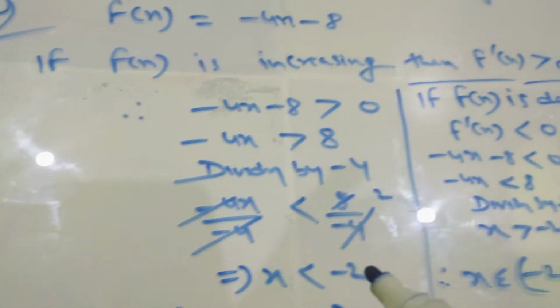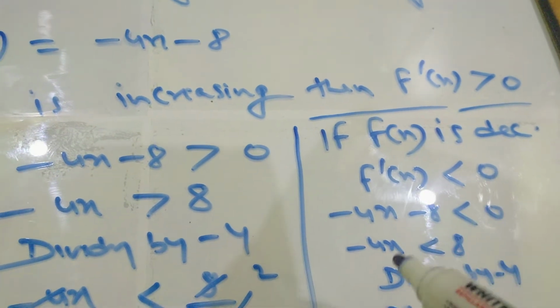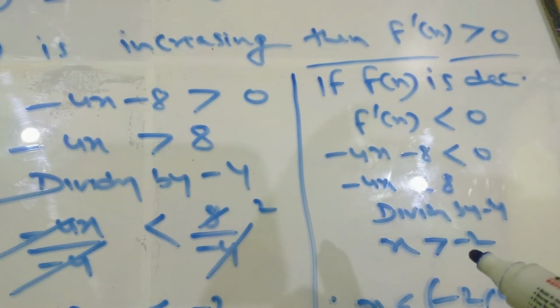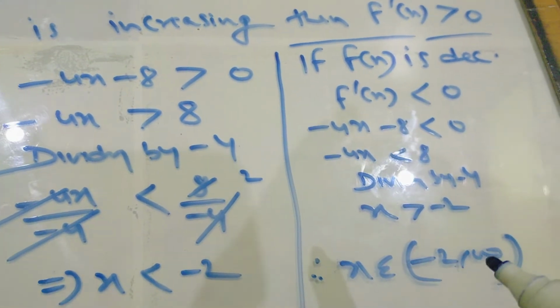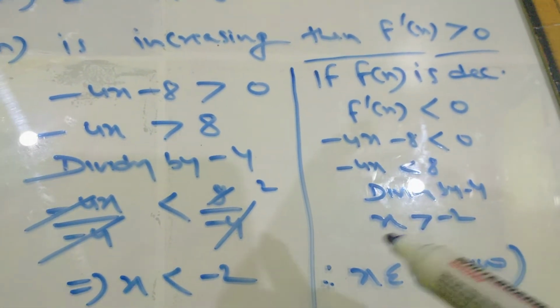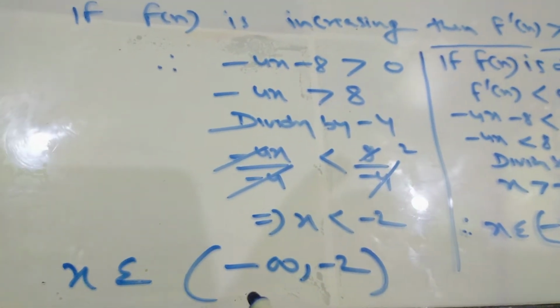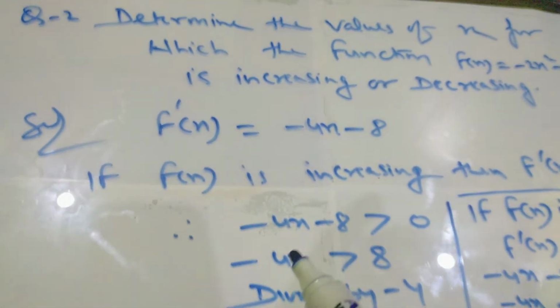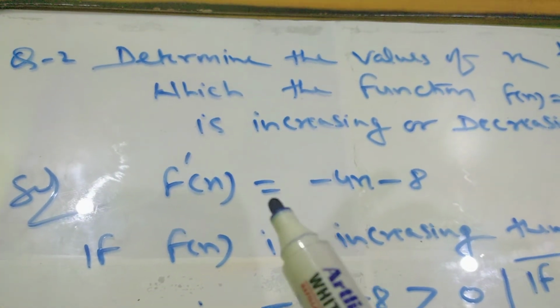And if you solve for decreasing, then f dash x must be less than 0. Here the value of x comes out greater than minus 2. So all values greater than minus 2, meaning minus 2 to infinity, is the range where the function is decreasing, and in the earlier range the function is increasing. So both ranges are available here. In this way you can solve question number 2.